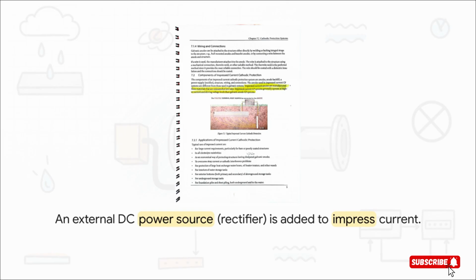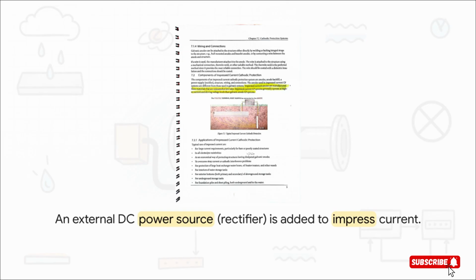A rectifier's job is simple. It takes the alternating current, or AC, from the power grid and converts it into the direct current, or DC, that we need for cathodic protection. The positive side of the rectifier gets hooked up to our anode, and the negative side gets hooked up to the structure we're protecting. This lets us impress a much higher voltage and current into the ground than we ever could with a simple galvanic anode.